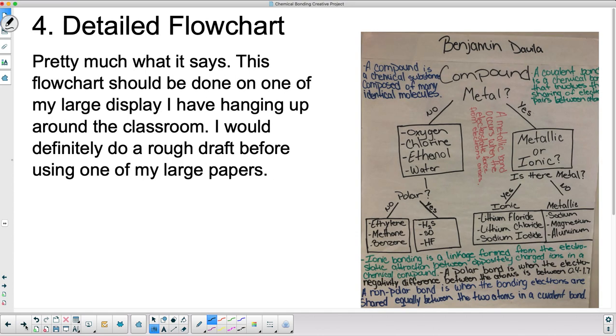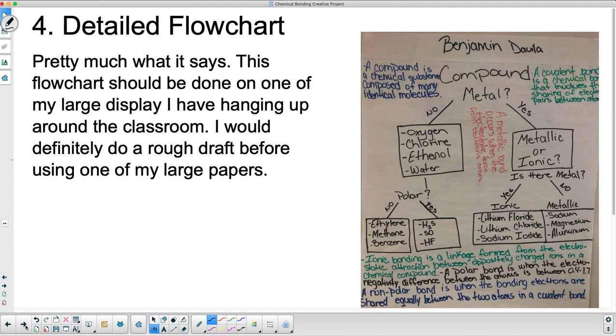Moving on to the detailed flowchart. I have a picture of a flowchart here. Ben Davila, a couple of years ago, did this, and it's, again, above average. Now remember what a flowchart is. A flowchart starts with one thing. This one starts with a compound, and then you ask yes or no questions, and that leads you to figure out what type of bond the compound has.